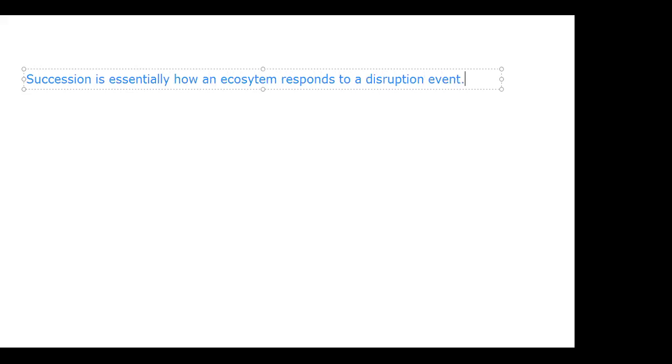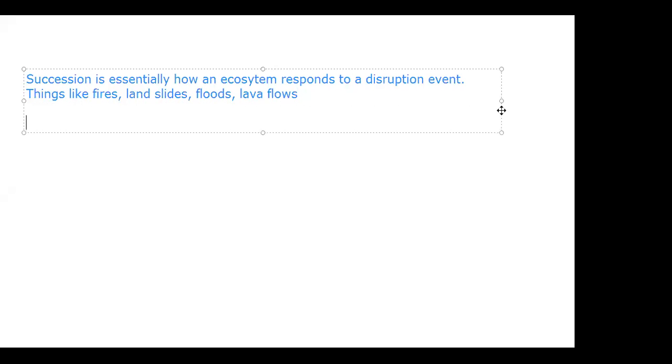Okay, so disruptions, these can be things like fires or landslides, floods, all those sorts of things, okay? Another really big important one is going to be lava flows, okay? Anything where we are completely going to change up what is going on in these ecosystems, okay? And so with succession, there are two types: we're going to have primary and secondary. So let's look at primary succession.